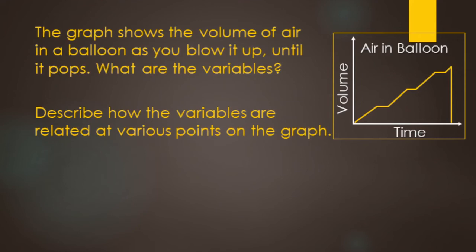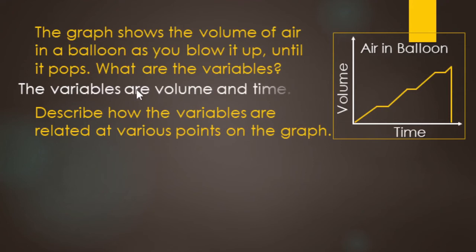All right, so in this graph here, we can look at what's going on. We can see it's labeled air in the balloon, and we're looking at volume versus time. So what are the variables? Well, volume and time are the variables, and then describe what's going on in this graph. Here we're looking at volume in the balloon. So it's getting bigger, then it takes a break from getting bigger, stays constant, then it gets bigger again, takes a break.